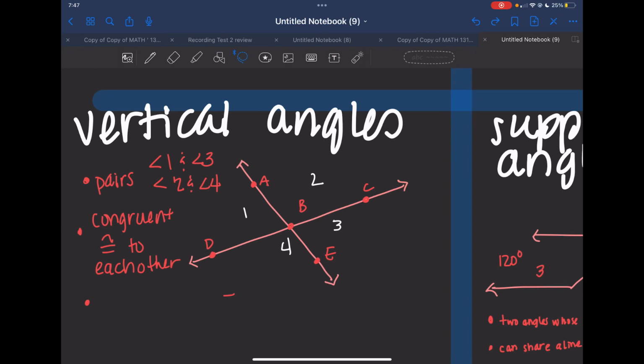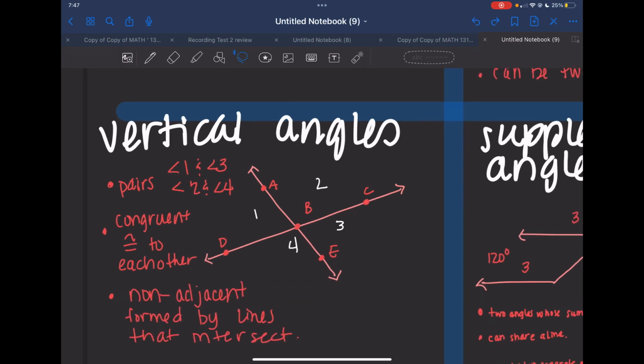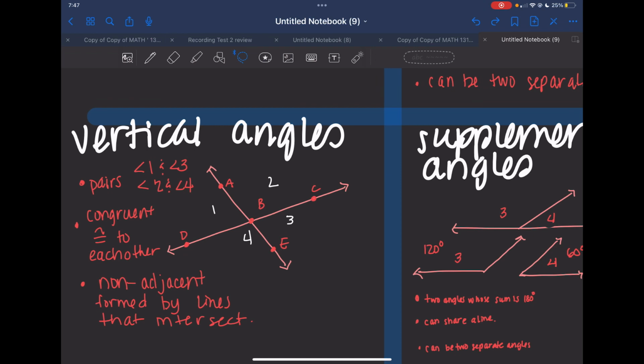Another fact of vertical angles is that non-adjacent angles are formed by lines that intersect. Again, these are two different lines and we cross them to create the intersection. The intersection right here is B, and they create non-adjacent angles, which means angles that are not next to each other. That's why, if you look at how we named the pairs, 1 and 3 are odd numbers and 2 and 4 are even numbers.